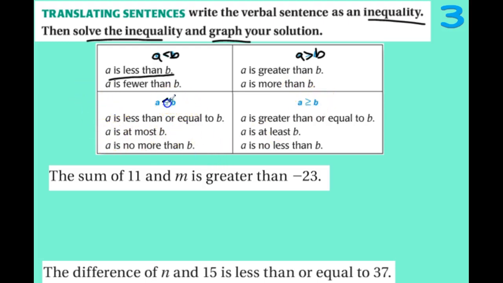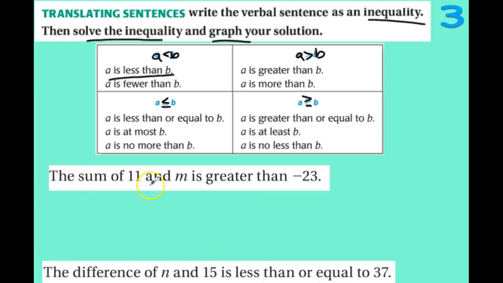And almost identical situations with the equal to, except A is at most B, means A has to be less than or equal to B, means B is greater essentially. And then A is no more than B. A can't be greater than B because A is less than B. So let's write these first.